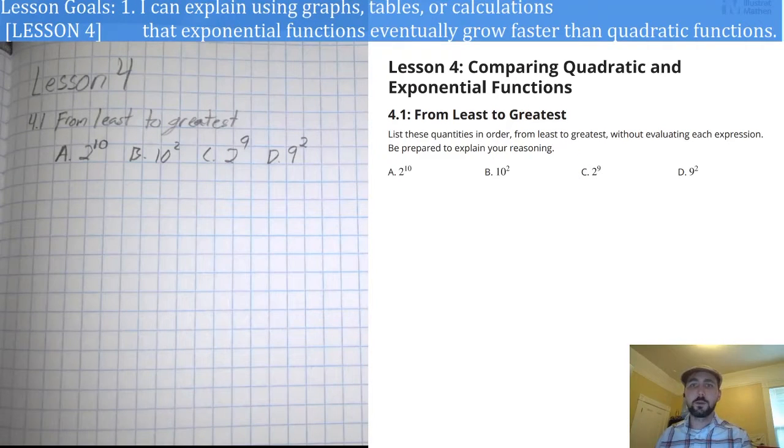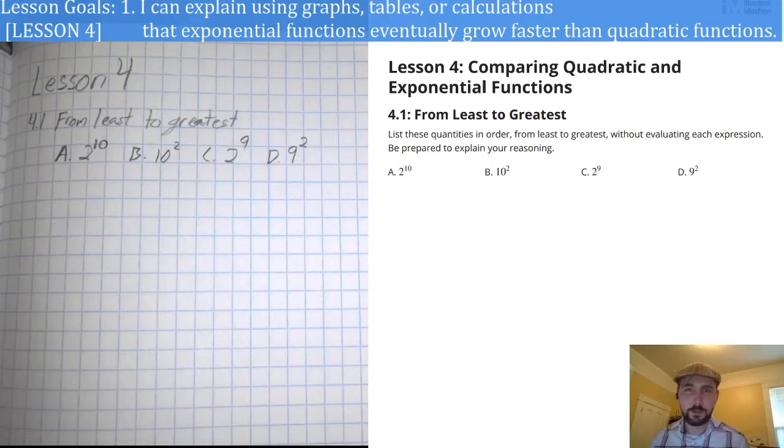All right, so lesson 4, 4.1. Let me just tab everything open to the right spot. Great. Okay. List these quantities in order from least to greatest without evaluating each expression. Be prepared to explain your reasoning.